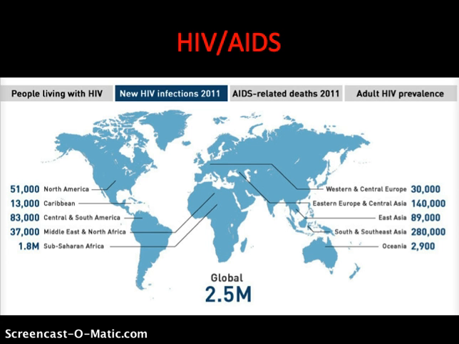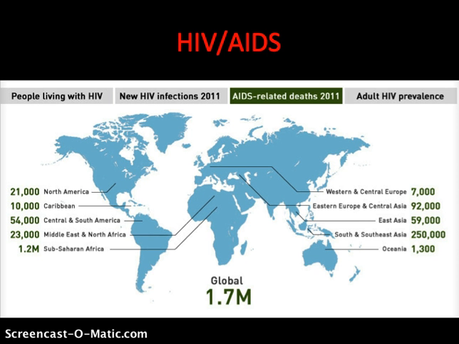New HIV infections in 2011: 51,000 in North America, 83,000 in Central and South America, 1.8 million in Sub-Saharan Africa, and 280,000 in South and Southeast Asia. You can see here again the disproportionate number of individuals being diagnosed with new HIV infections. It's also important to keep in mind that these are ranges, and in terms of incidence, this would be the number that would be reported.